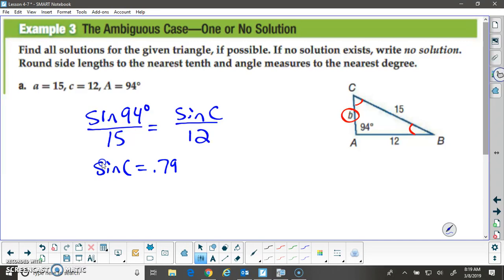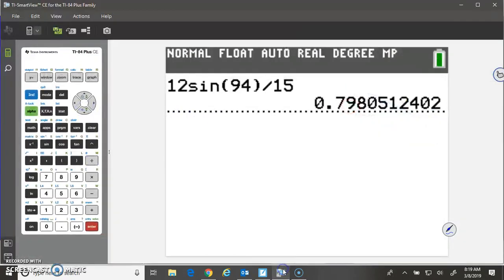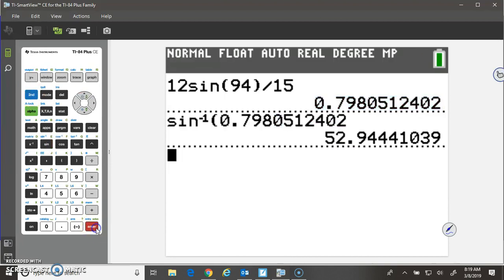Okay, so now to find the measure of angle C, we have to use an inverse trig function. We'll use sine inverse of that value right there, and that gives us an angle, which is 52.9, so we're going to round that to the nearest degree, 53 degrees.